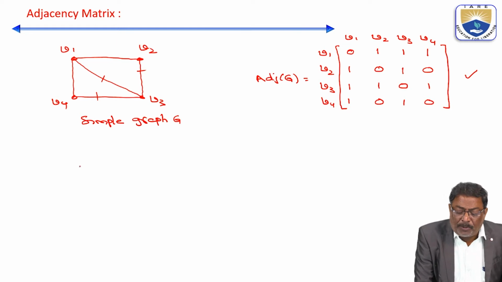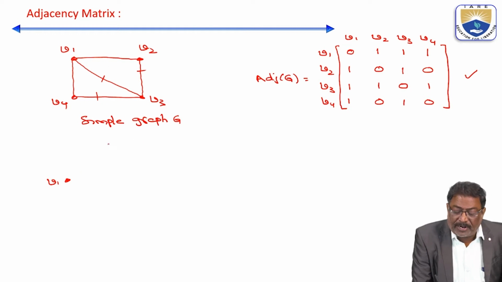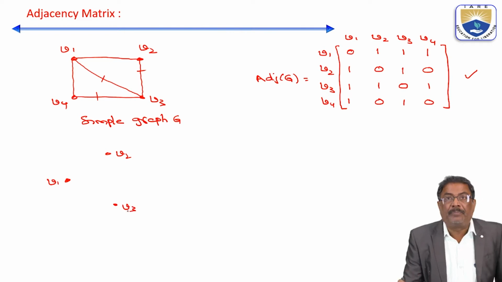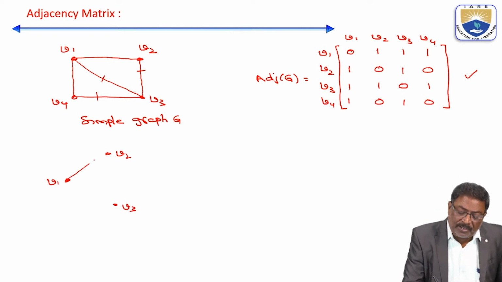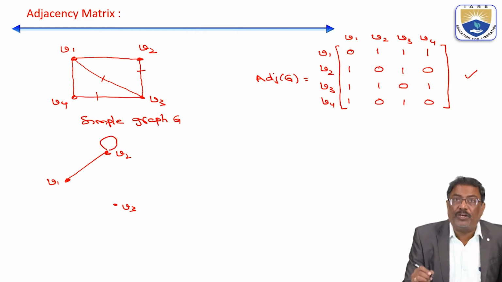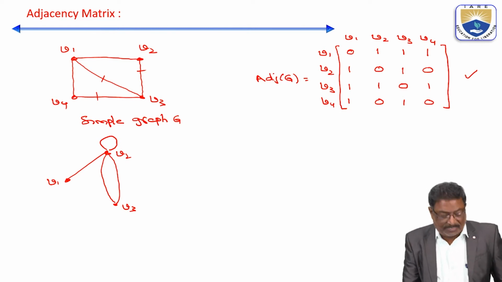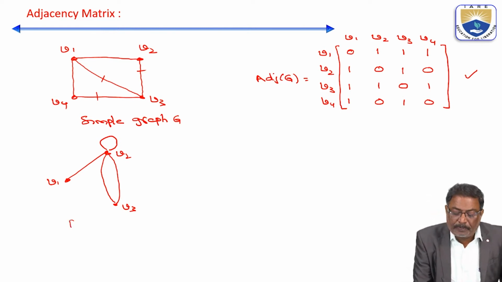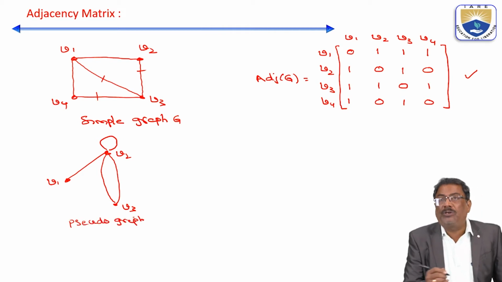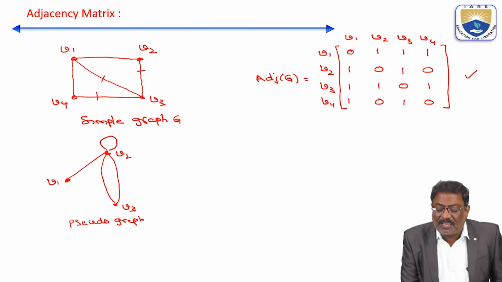Similarly, let us consider another graph. I am just taking V1, next V2 and next V3. It has 3 vertices, and I am going to consider a pseudograph. Here V2 to V2 there is a self loop, and V2 to V3 there are multiple edges, so it is a pseudograph. So what is the adjacency matrix of this?